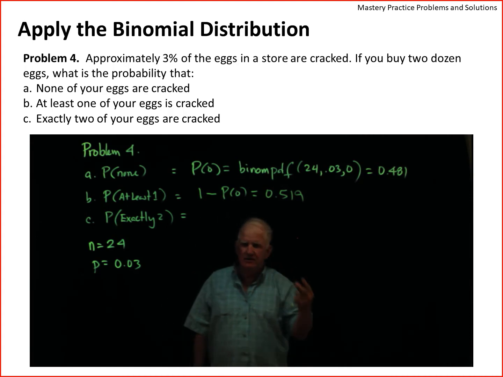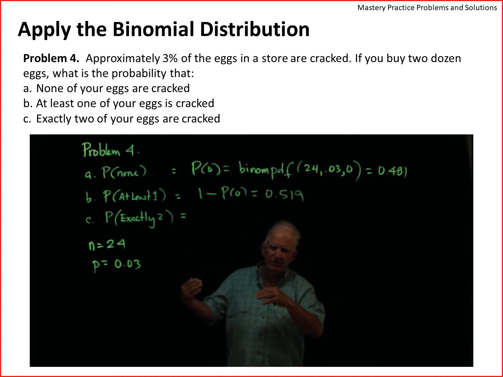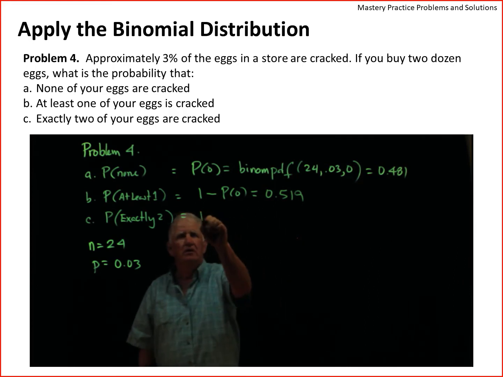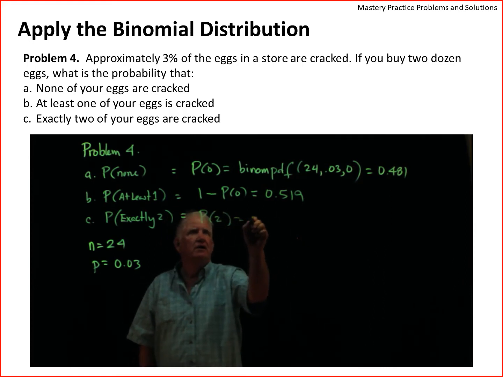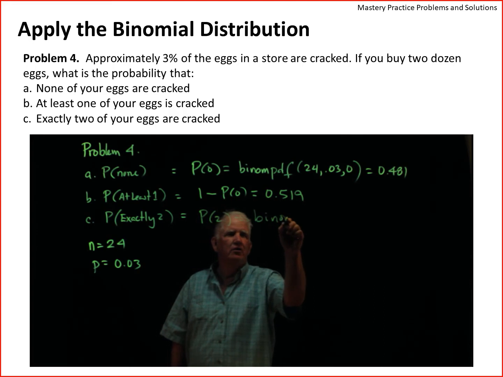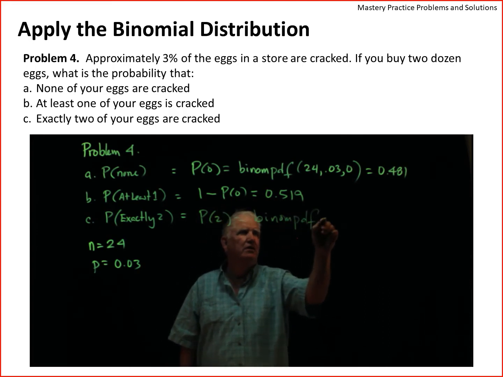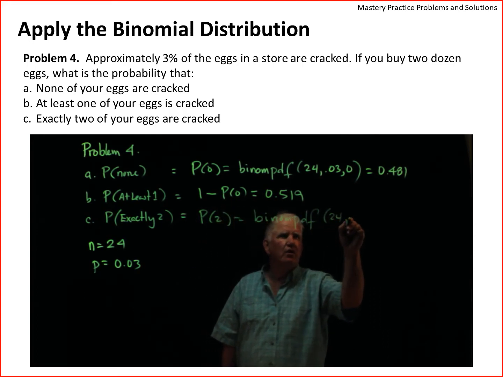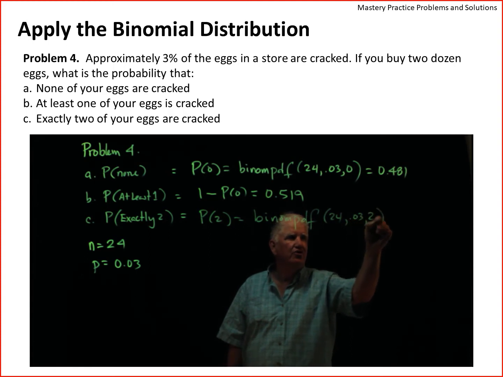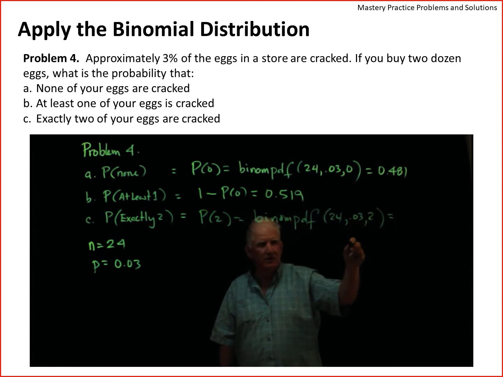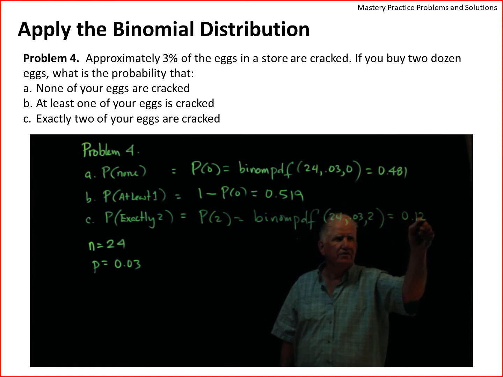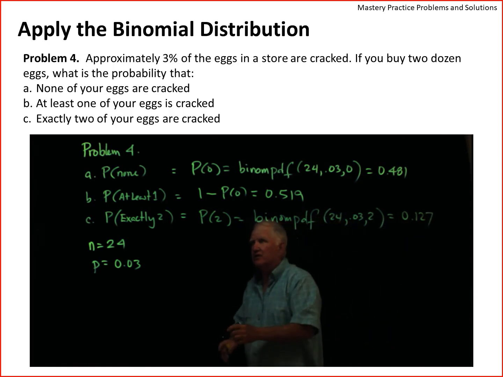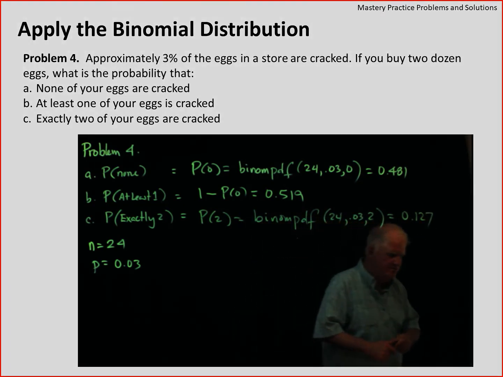And exactly 2, this is different than the preceding problem, which asked for at least 2. Exactly 2 is P2, and that is binomPDF 24, 0.2, 2, and that number I believe is 0.127, and it's just like that. We're done with problem 4. All right.